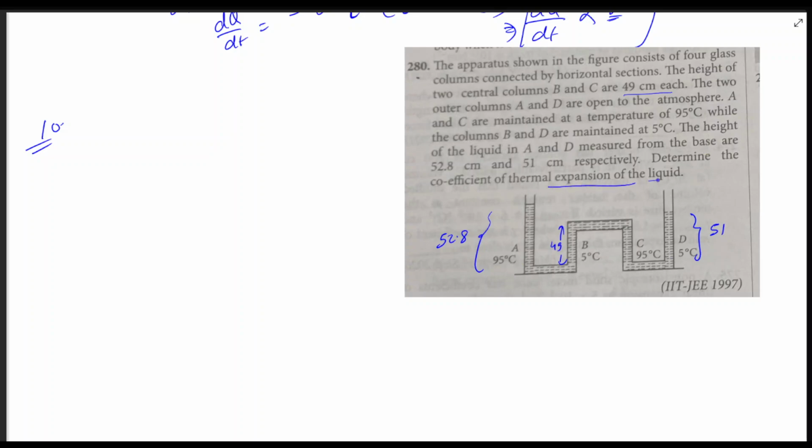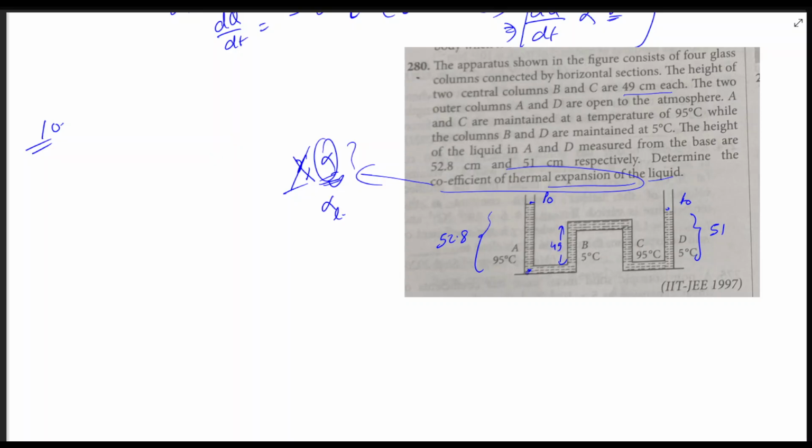Determine the coefficient of thermal expansion of the liquid. Look, one thing you must know: we have to find the coefficient of thermal expansion, is it gamma or alpha? It will be alpha. Why? The area is not changing, so it will only expand linearly. So we have to find alpha of liquid. Let's use the concept of pressure. On the horizontal surface, pressure will be the same because this is completely stationary. So let's say this is P naught, and this is also P naught.